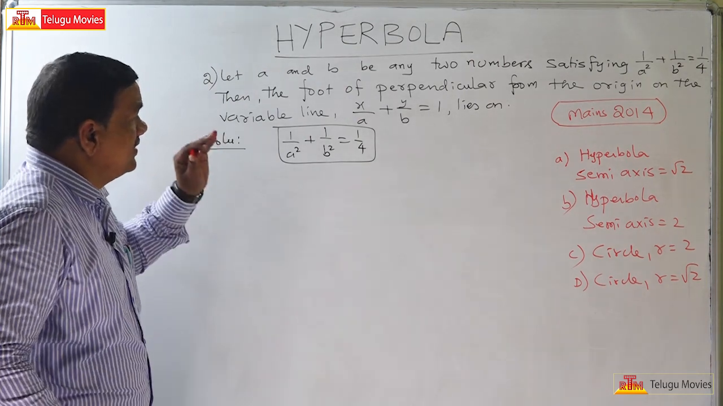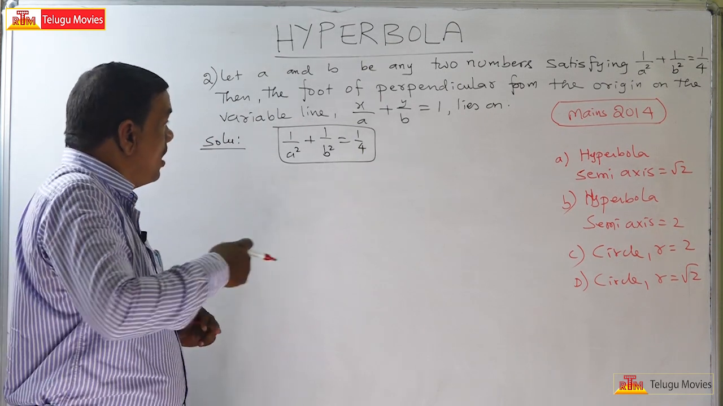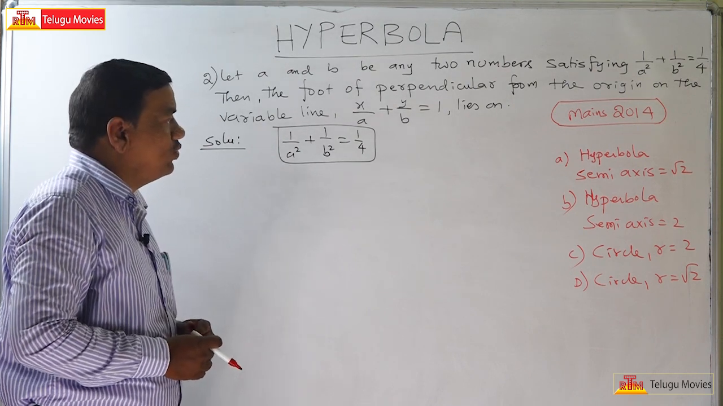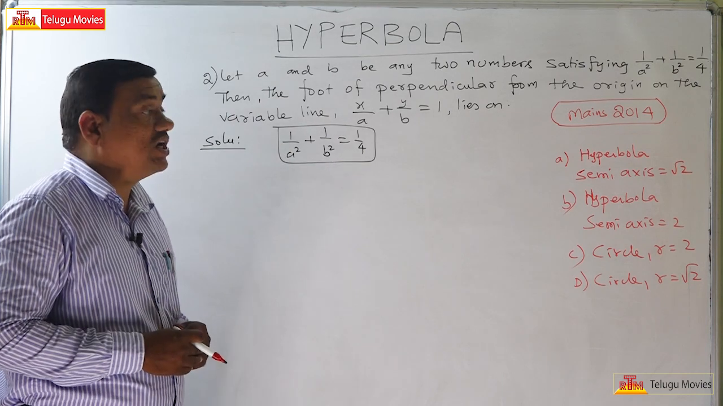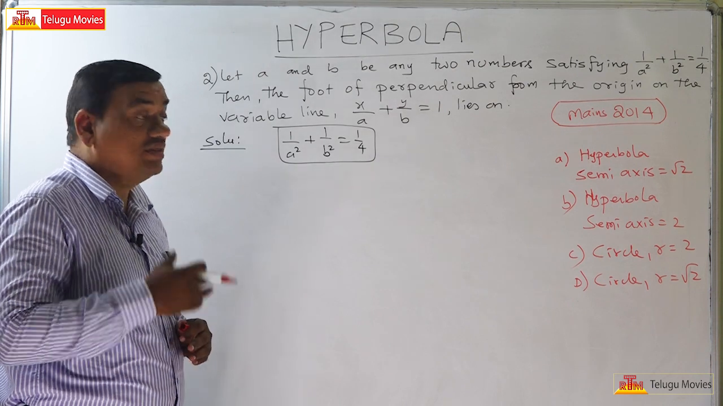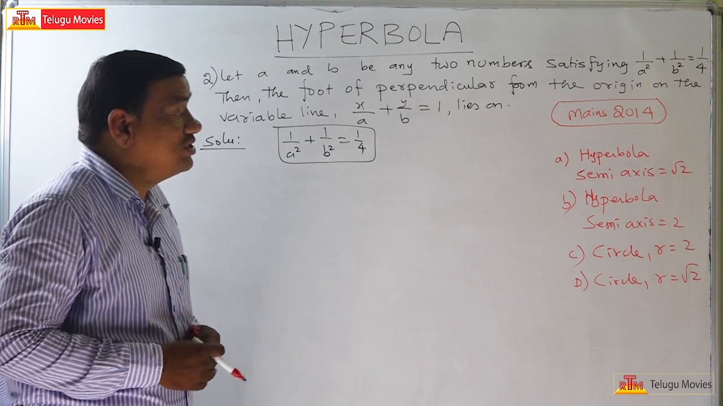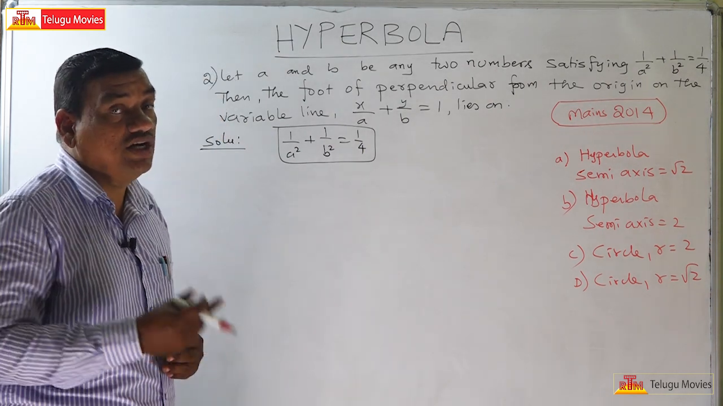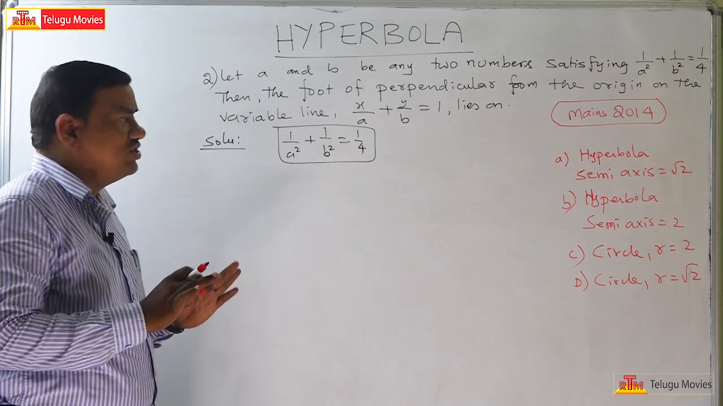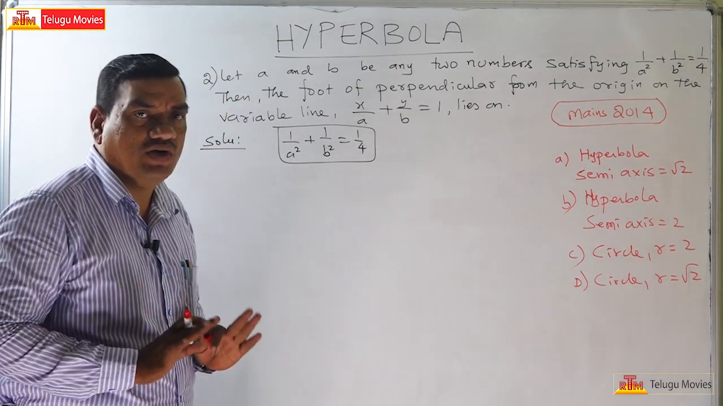Now, the foot of the perpendicular from the origin on the variable line x by a plus y by b is equal to 1 lies on what? It lies on a hyperbola with semi-axis root 2, otherwise it lies on the circle whose radius is 2, or lies on the circle whose radius is root 2. Okay, now first try to understand. The first line is okay: a and b are any two numbers satisfying 1 by a square plus 1 by b square is equal to 1 by 4, no problem.